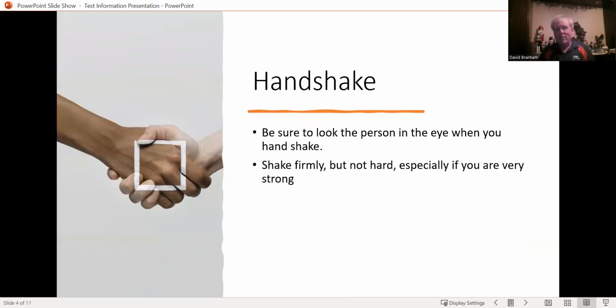A handshake. Almost everybody has a handshake the first day. So when you have a handshake, be sure to look the person in the eye. Shake firmly, but not hard, especially if you're a very strong person. If you're a man, you do not want to crush a woman's hand, or actually a weaker man's hand.